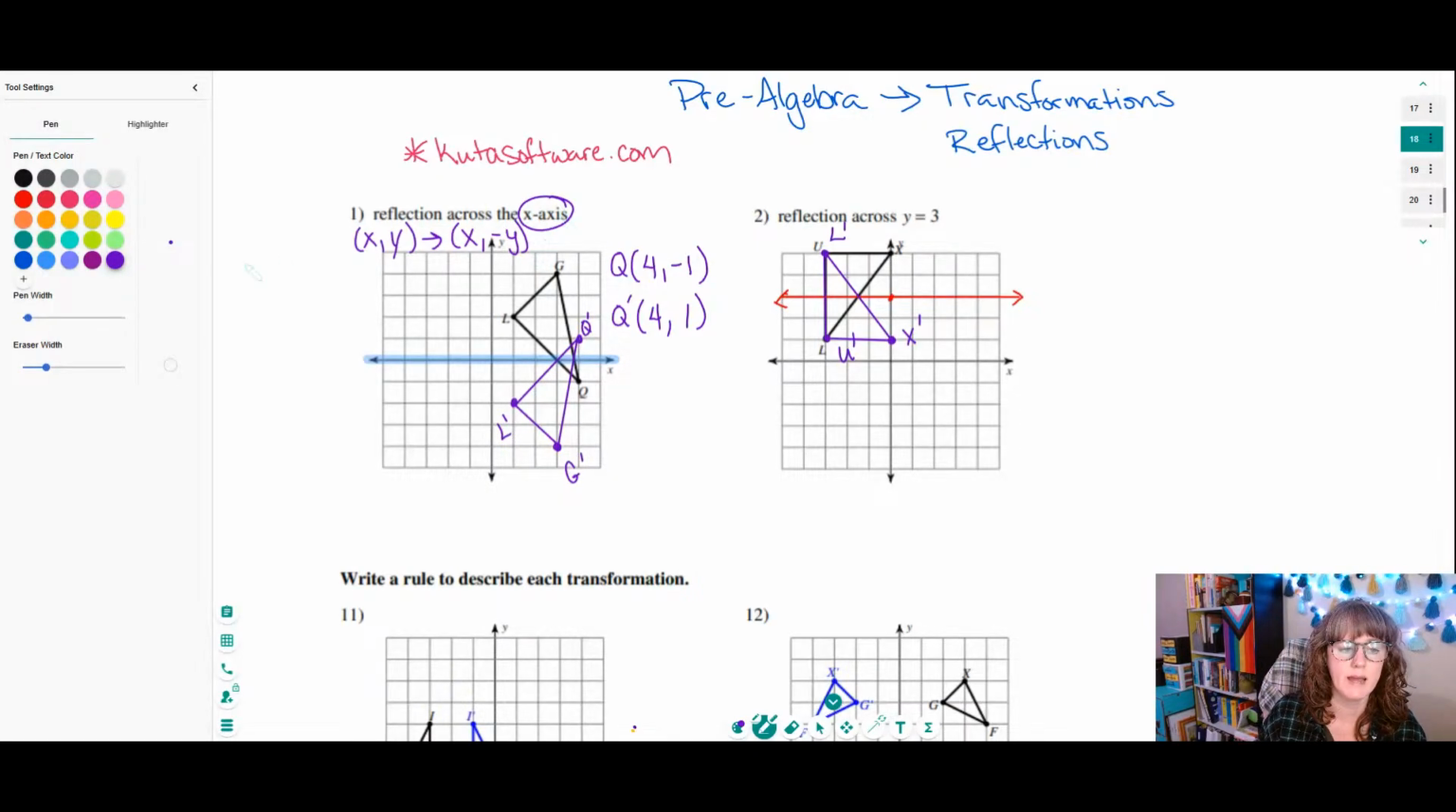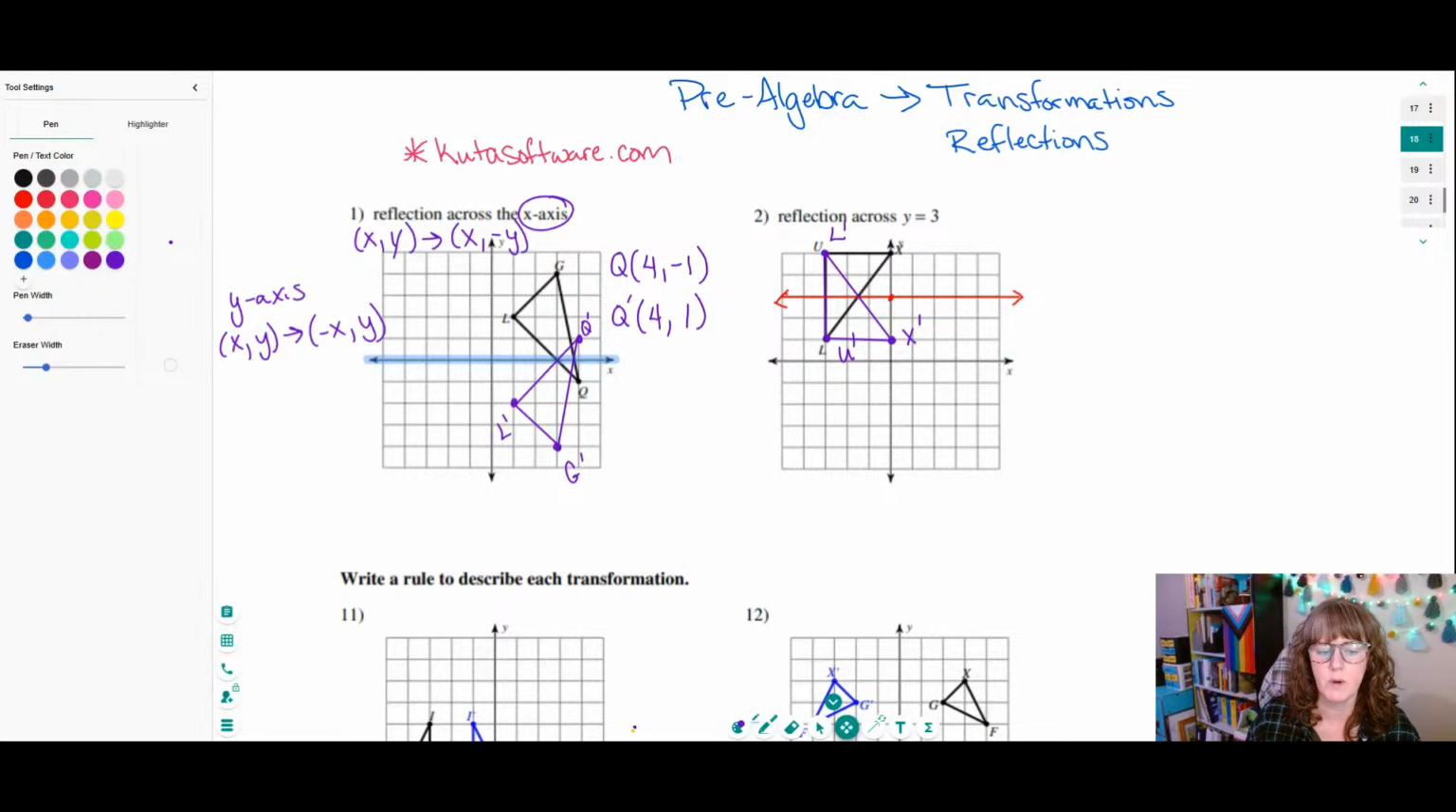If this said y-axis, reflect across the y-axis, then it's going to be opposite. Our (x, y) is going to change to (-x, y). So again, the y value wouldn't change, the x would. So instead of being positive, it would become negative, or negative would become positive.